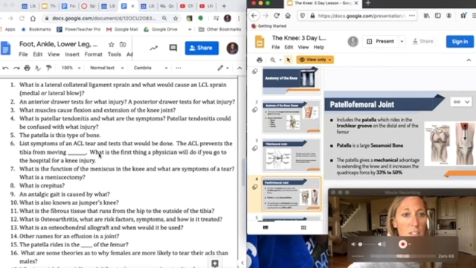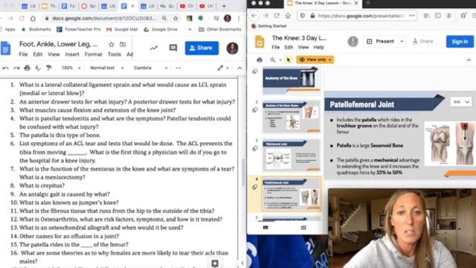Number 6, list symptoms of an ACL tear and tests that would be done. So symptoms of an ACL tear, we'll scroll through and find those. The tests that would be done, we talked about anterior drawer test would be done. We talked about Lachman's test just a minute ago. Our 2 big tests. There's also a pivot shift test that could be done for an ACL tear. We're going to look up symptoms here in just a minute.